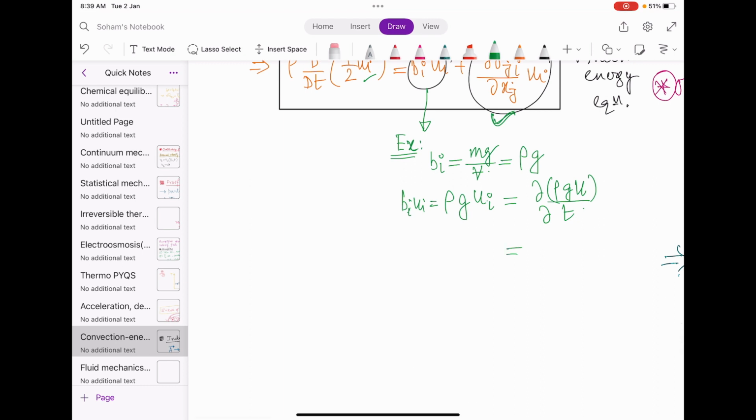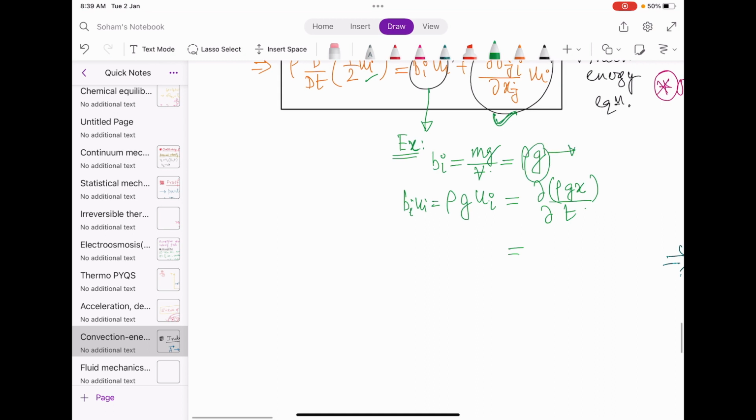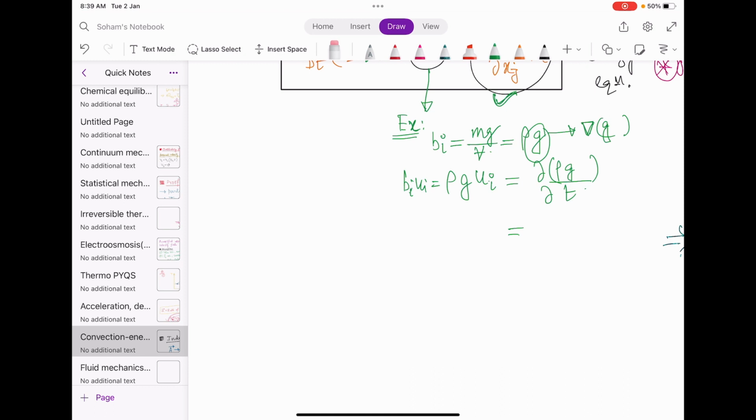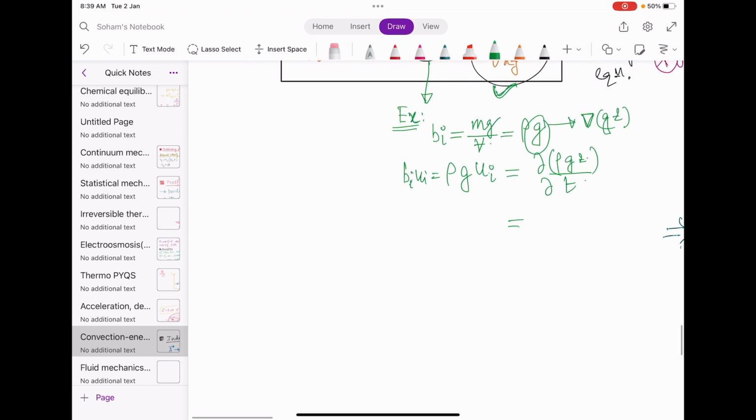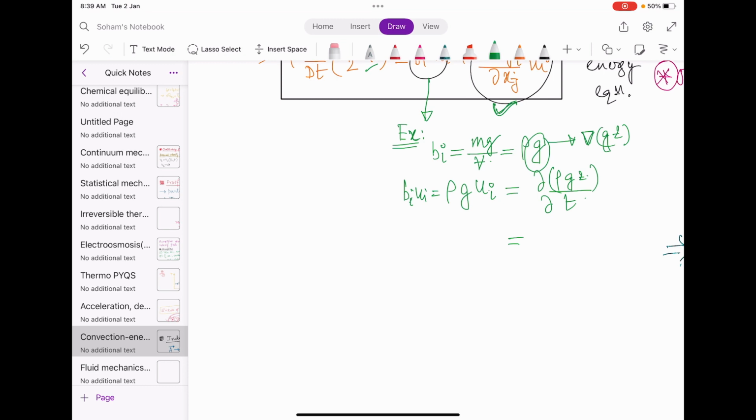So this will be x, so rho gx is what? Potential energy per unit volume. Or I can write g as the gradient of gx, or maybe gz actually, because the vertical height we generally represent as z. And if g is acting downwards and I am taking z upwards, then this will be minus g. I am just giving it as an example.